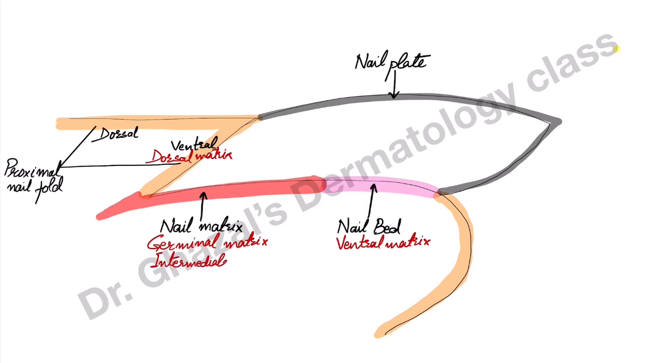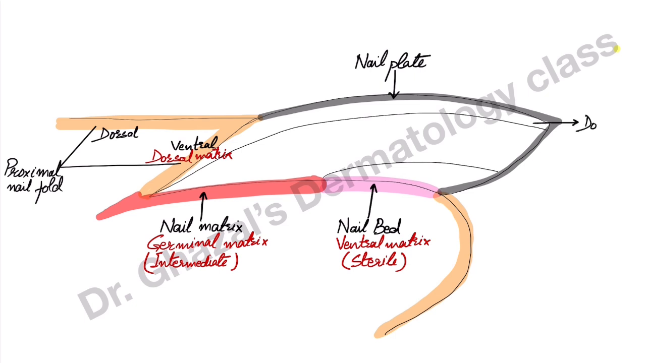As it is very controversial as to how much the nail bed produces the nail plate, it is also known as sterile matrix. So the nail plate can be divided into three parts like this according to the region that produces it. So this becomes the dorsal nail plate, the intermediate nail plate, and this one becomes the ventral nail plate.